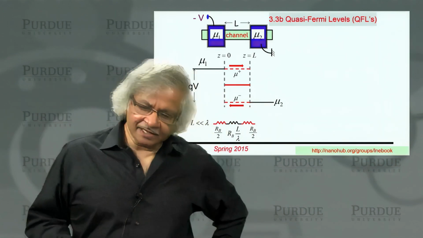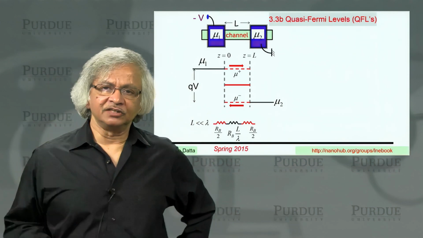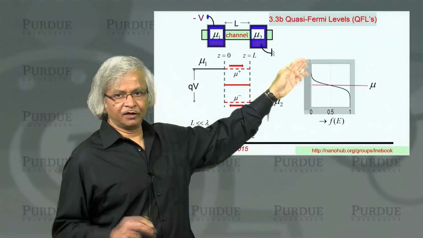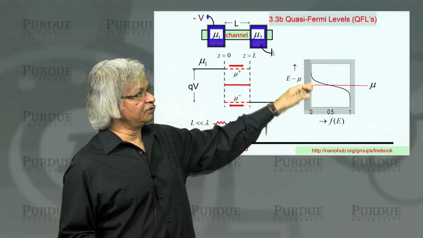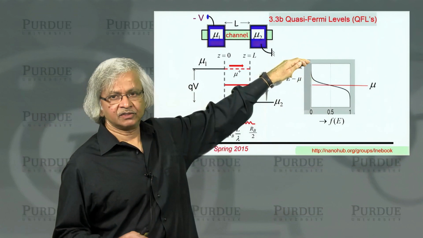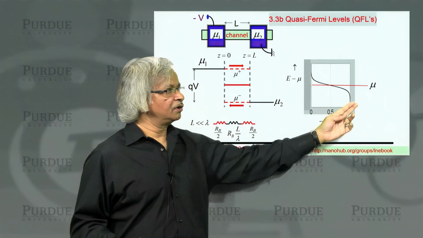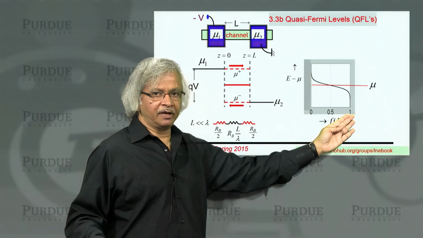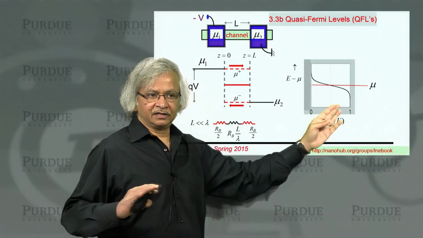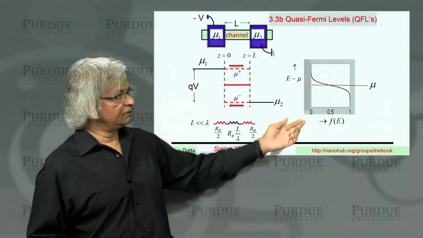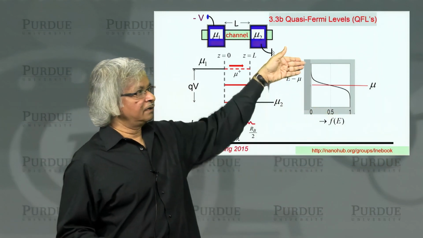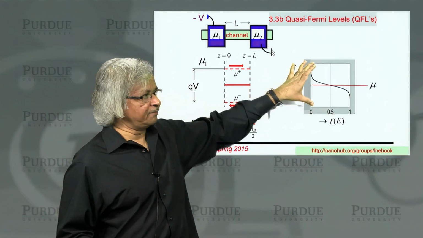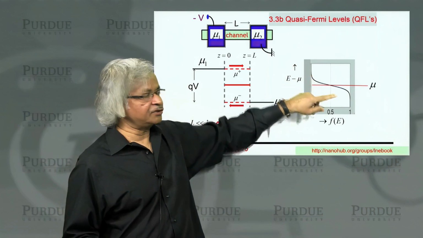Now, to understand this, let's think a little bit about what this electrochemical potential represents. As you know, it comes from the Fermi function. The Fermi function has this property that if you go to energies high above mu, it's 0. If you go to energies way below mu, it's 1. So any state way below mu is completely filled. It's a 100% chance of being filled, Fermi function is 1. Up here, 100% chance it's empty, Fermi function is 0.